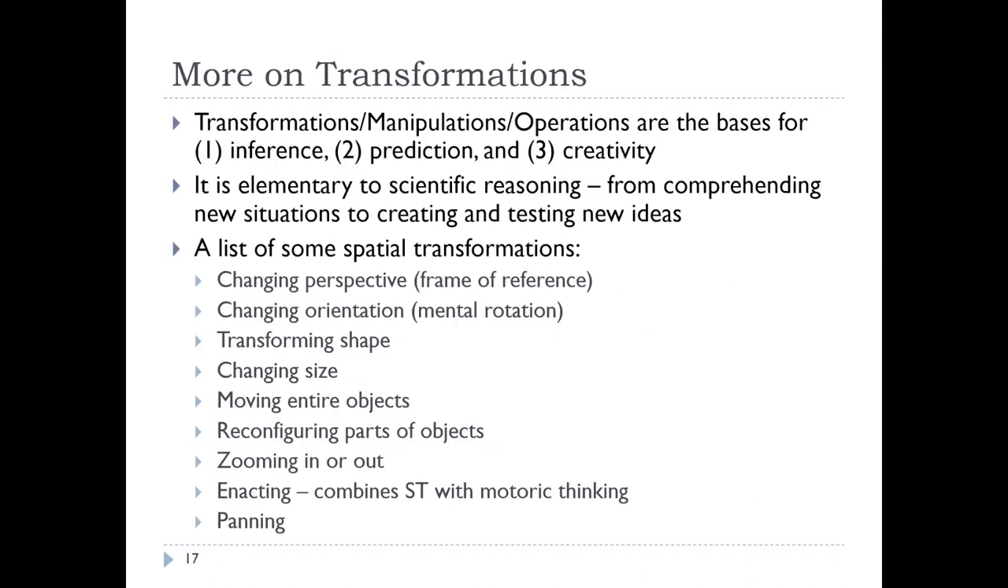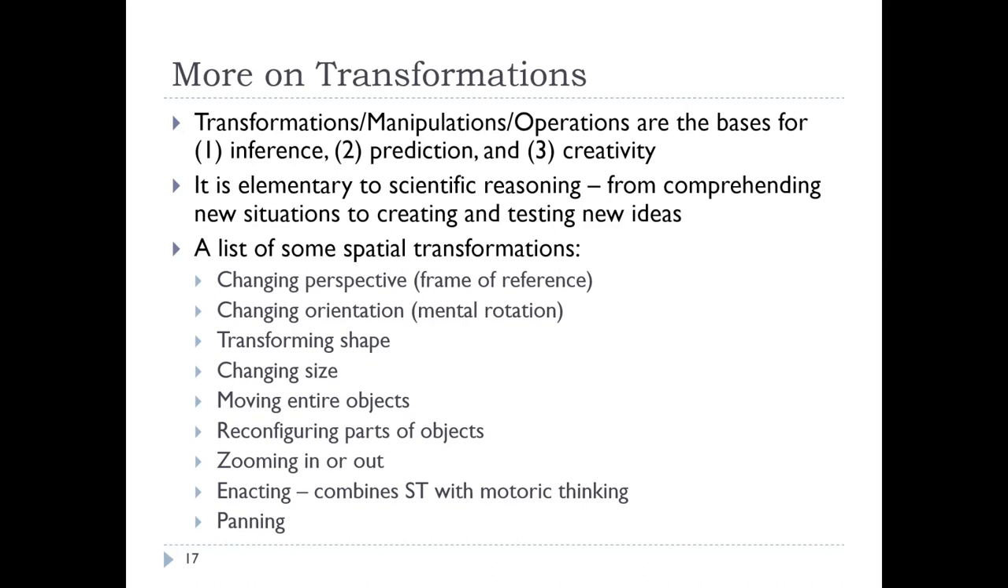Okay. And it can get more complex than that. So a little bit more about these transformations or manipulations that we're doing. They're a basis for inference, they're a basis for prediction, and they're certainly a basis for creativity. Okay. So spatial thinking is elementary to scientific reason. Without it, we're not really going to comprehend new situations and be able to be creative and come up with new ideas. Okay. So hopefully you're seeing that as you're getting more aware here.